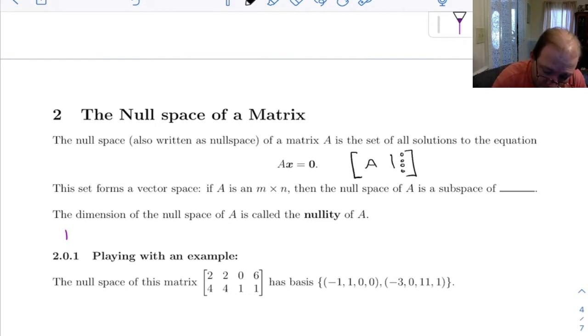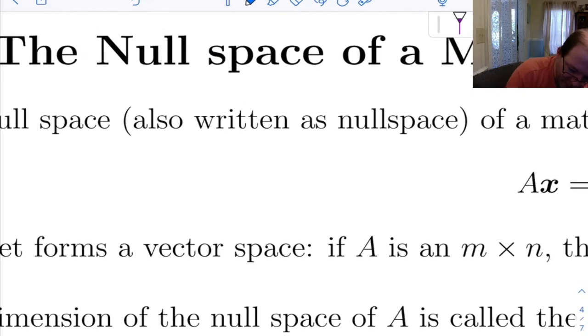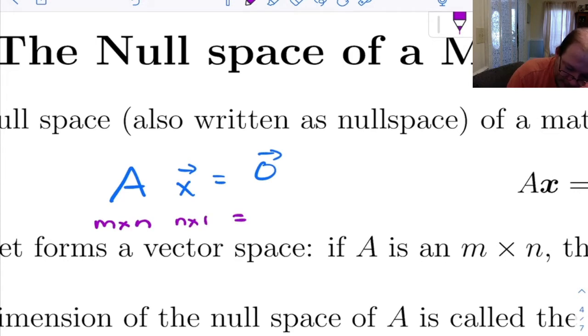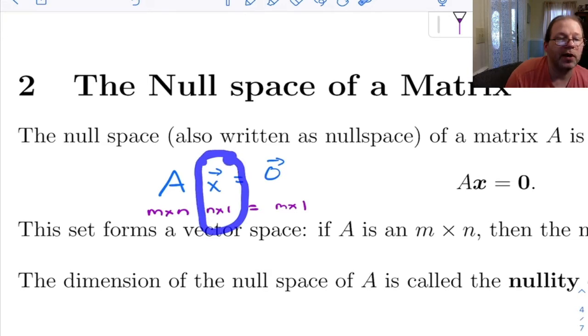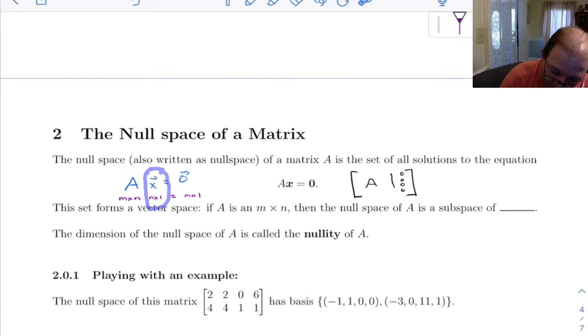And it turns out these solutions form a vector space. And that vector space is a subspace of R something. We can work out what that is by this. Let's say you've got Ax equals 0 vector. Now A here, if that's m by n, x has to be an n by 1, and this over here is going to be m by 1. So we're talking about all the vectors x that are solutions. So these are n by 1 vectors. So that's going to be a subspace of Rn.